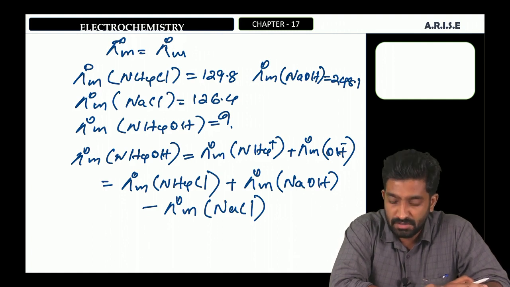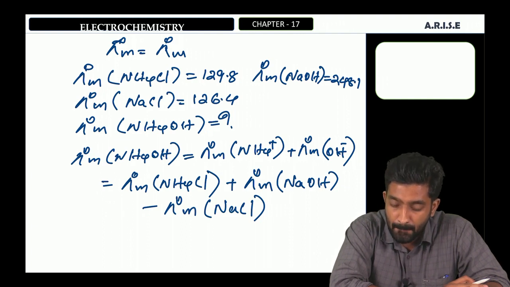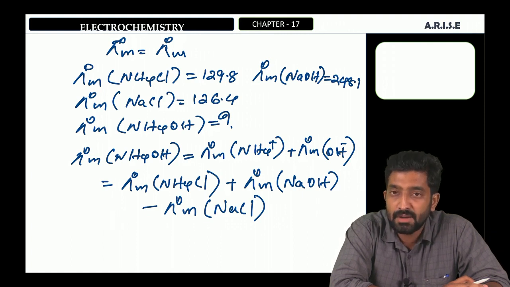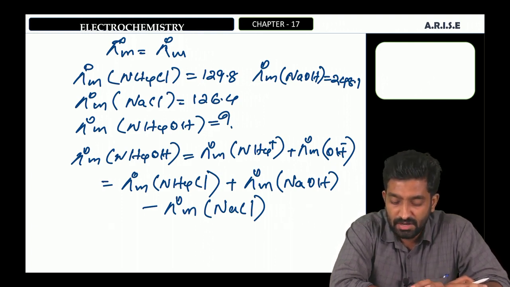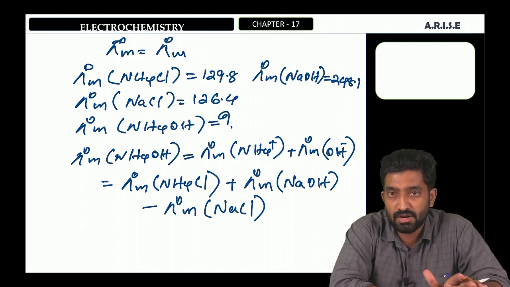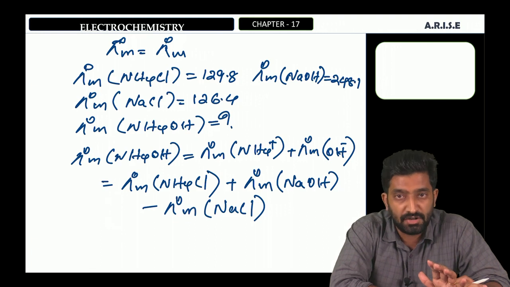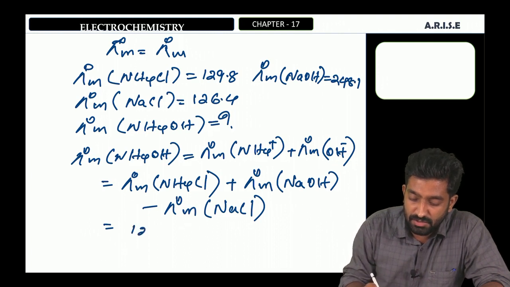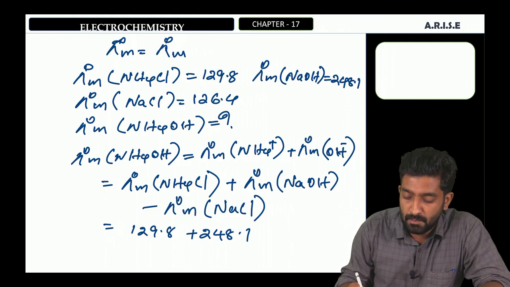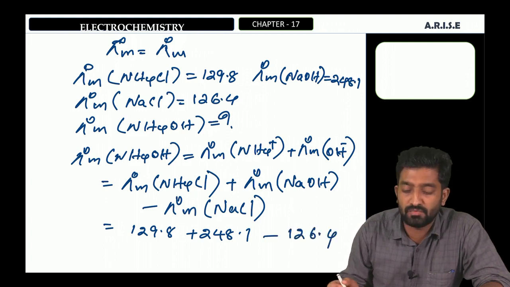Okay, if you split this equation, we will get lambda 0 m of NH4 plus limiting molar conductivity of Cl minus plus lambda 0 m of Na plus lambda 0 m of OH minus lambda 0 m of Na plus minus lambda 0 m of Cl minus. The limiting molar conductivities of sodium and chlorine will cancel and we will get lambda 0 m of NH4 plus lambda 0 m of OH minus. That is limiting molar conductivity of NH4OH. Okay, we got the relation. Then we can substitute the values. That is NH4Cl, it is 129.8. NaOH, it is 248.1. Minus NaCl, 126.4. Clear?